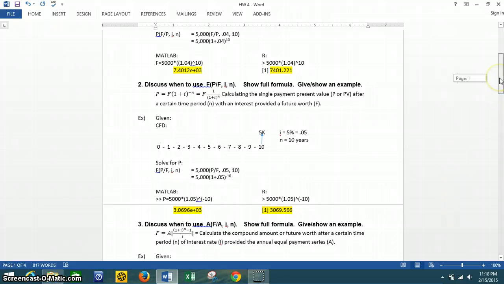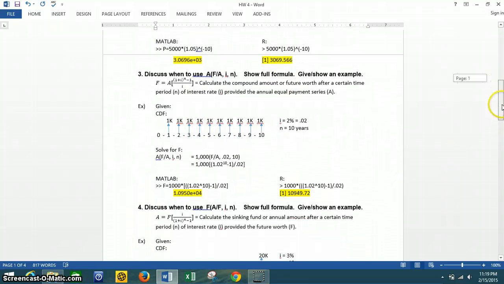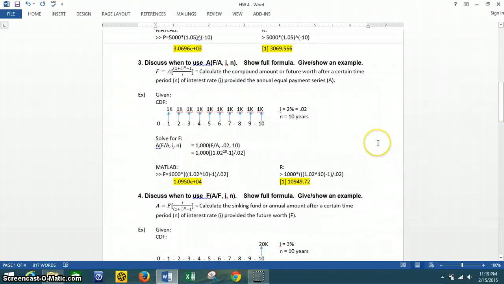It says to discuss the future given annual amount, and that is pretty simple as well. You simply have to calculate the compound amount, or the future worth, after a certain time period, given a certain interest, and provided the annual equal payment series. So your CFD for this example would be something like this. You have a time period of 10 years, an interest rate of 2%, and each year the uniform annual series is $1,000. So every year for 10 years you're given $1,000.